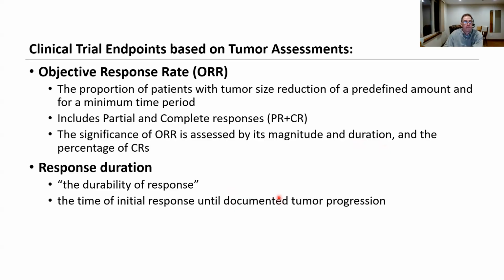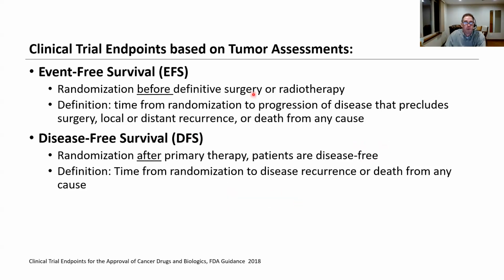All right. Other endpoints based on tumor assessments are event-free survival or disease-free survival. In event-free survival, we randomize before surgery or radiotherapy. Then the definition of event-free survival is the time from randomization to progression of disease or recurrence of disease that precludes surgery, local or distant recurrence, or death from any cause.